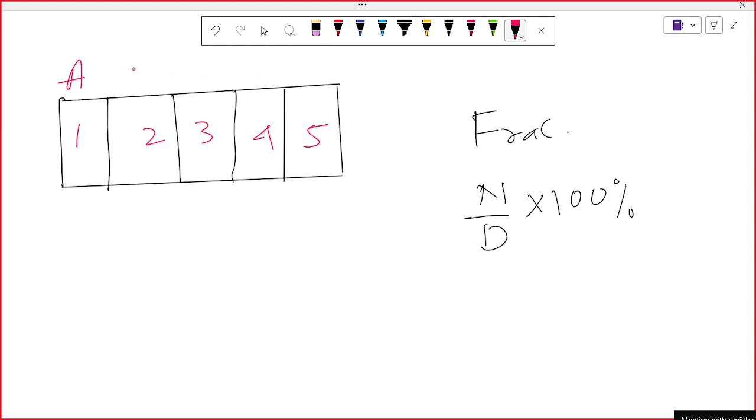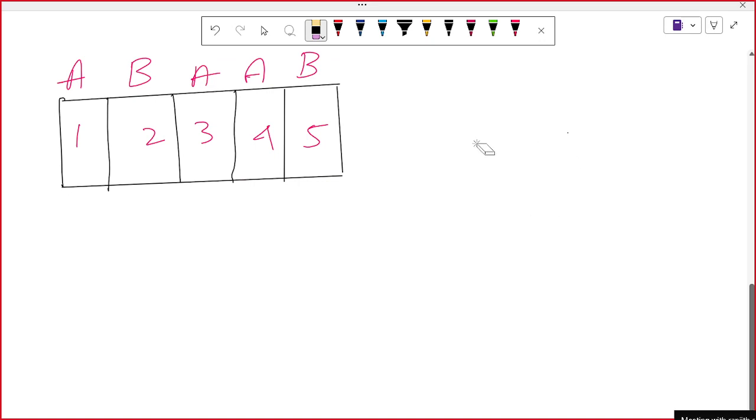In that, A takes the first part, B takes the second, then again A takes 2, B takes the last one. Calculate the percentage of A. First, you have to find the fraction. What's the total number of pieces? Five. The total should be the denominator. Denominator is always greater. That's the total value.